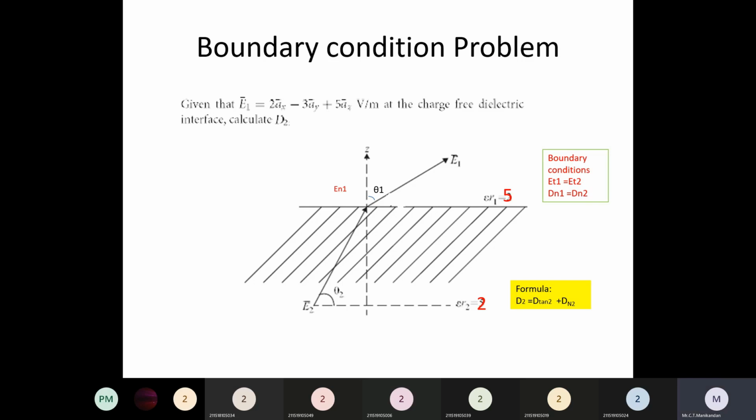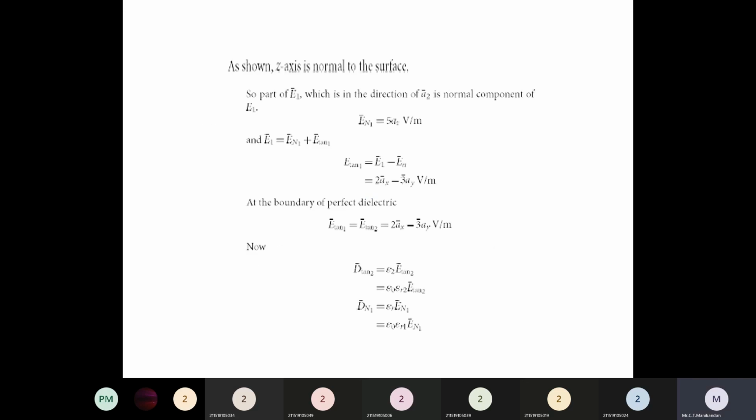You know the boundary conditions that we have marked in red: Et1 equal to Et2, and DN1 equal to DN2. To find D2, the formula is Dt2 plus DN2, which will give you the D2 value. So first I am going to find Dt2, then DN2.